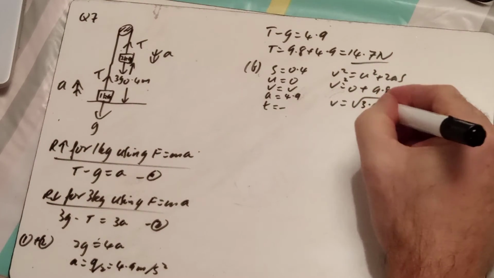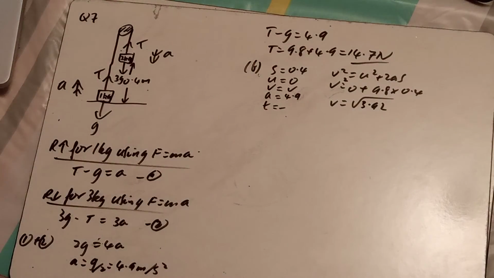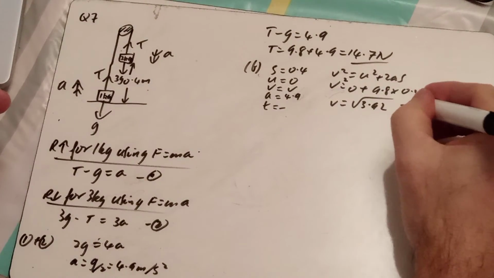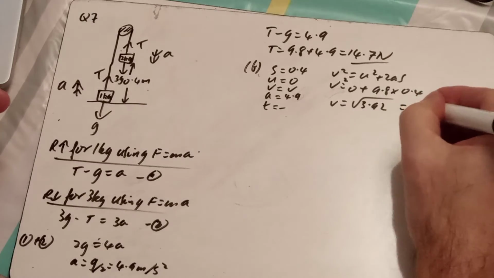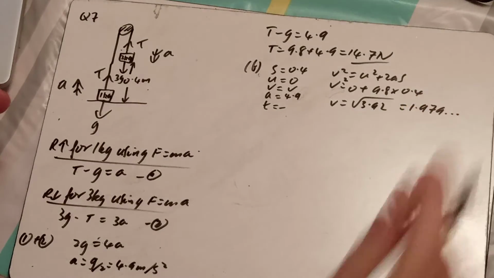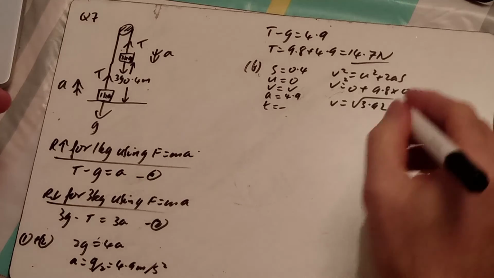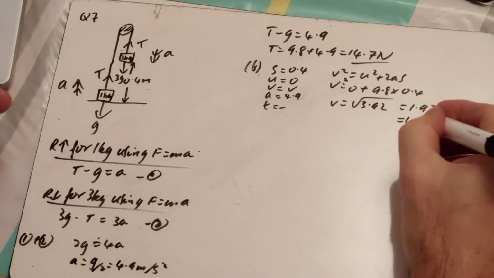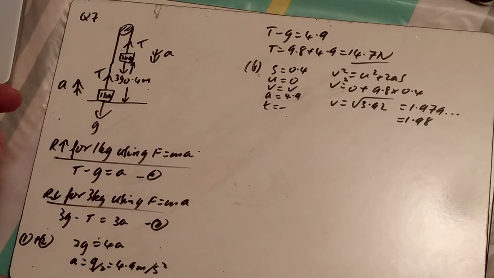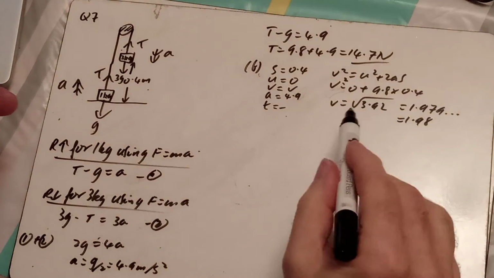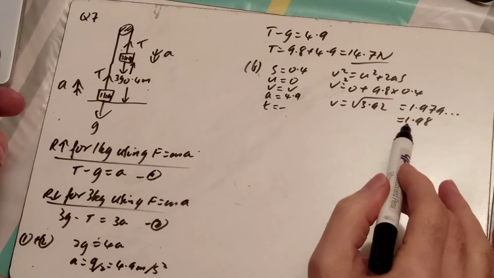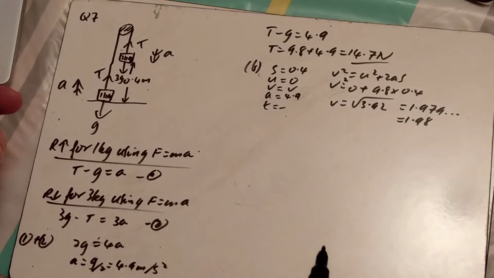3.92, and root of my answer is 1.979. Have they asked for it? They have asked for it, so I need to round it off, so 1.98. I'm going to keep that previous answer in there. I might be using that in the V squared anyway, so I might keep that later on.